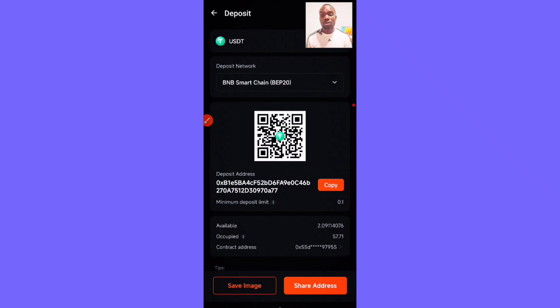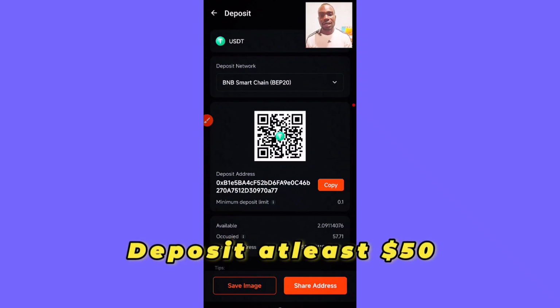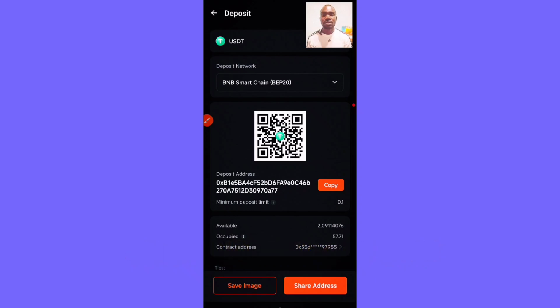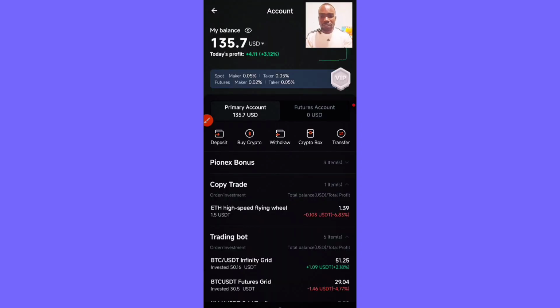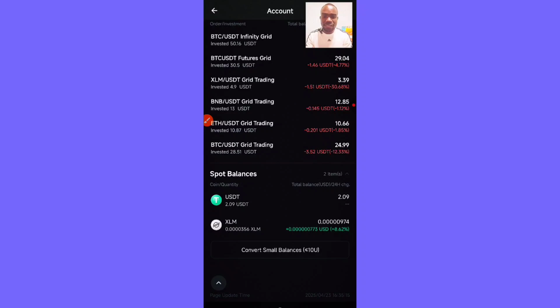Because you're going to operate an Infinity Grid Bot, make sure that you deposit a minimum of $50, because these Infinity Grid Bots require some huge capital to run as compared to the classic grid bots. So have something like $50 and above. Now you've deposited your USDT and it's sitting under your spot balances.